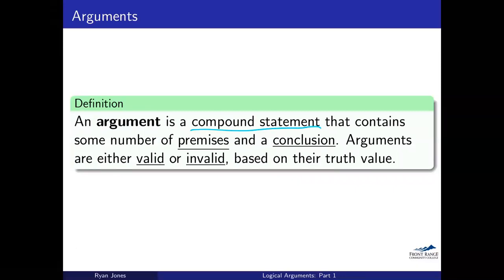There are several parts to this. There are some premises and a conclusion, and we'll talk about what those are in just a second. And then an argument in its entirety can either be valid or invalid based on the truth values of the simple statements that make it up. I know that's a lot that I just said. Let's dive into it and dissect it piece by piece.